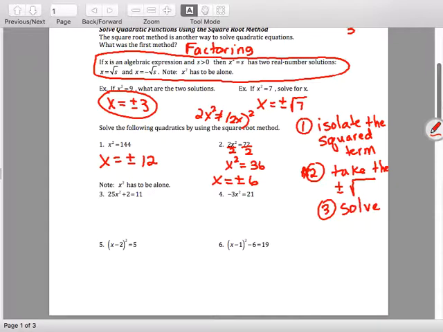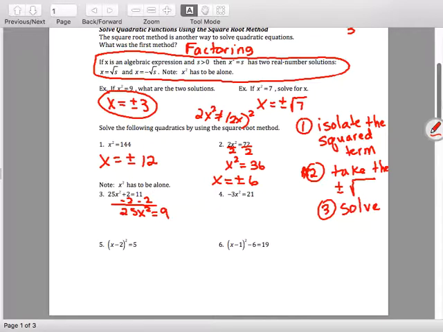All right, note, x squared has to be alone. So Brooke, in number 3, what do I do first as my first step to get x squared alone? You isolate the squared term. Okay, so what do I do first? You subtract the 2. Good job. All right, you're going to subtract the 2. And I get 25x squared equals 9.